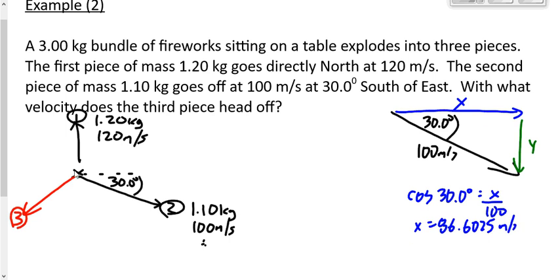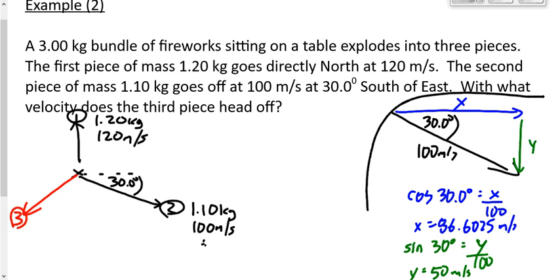And the Y component, this one's easy because it's sine 30 degrees. Sine 30 is Y over 100. Y is equal to 50 meters per second. Make sense? I'm going to put a little box around this, not because I have to, but just because of structure. That's the way I do it.